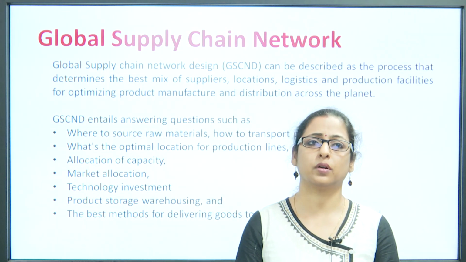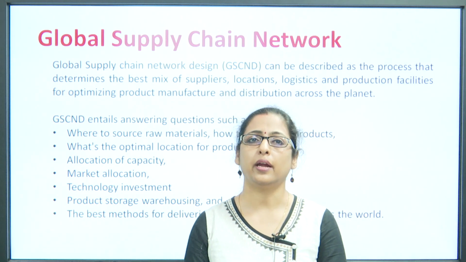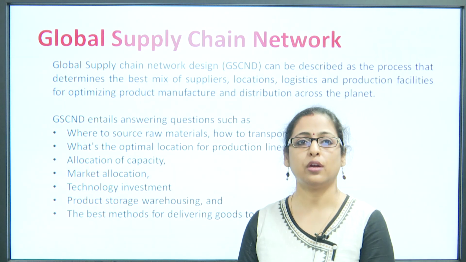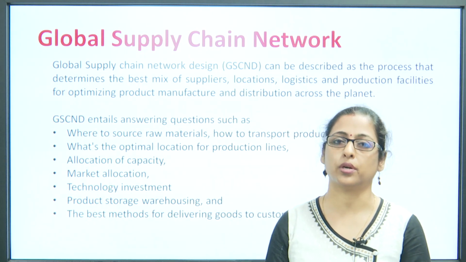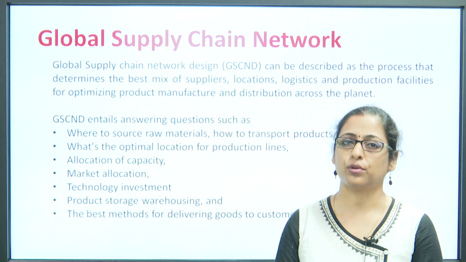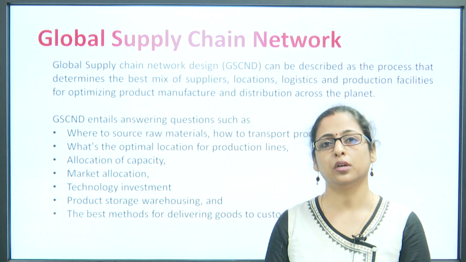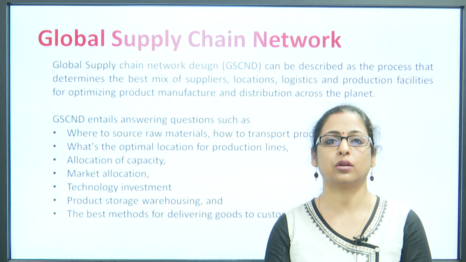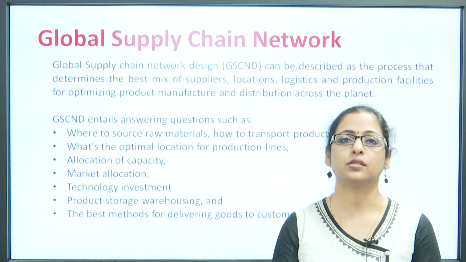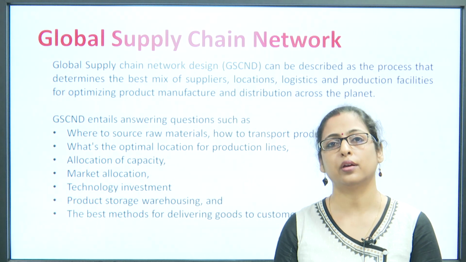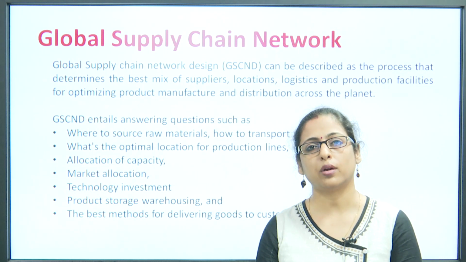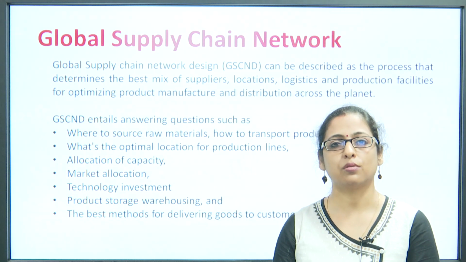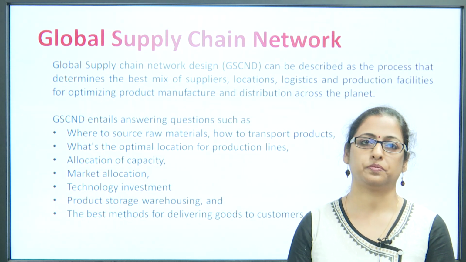So, global supply chain network design entails answering the following questions. The questions are: where to source raw material and how to transport the products. It may be in terms of raw materials, that means how to transport the raw materials from the suppliers to the manufacturing unit, or it could be the other way, that means how to transport the finished goods to the warehouses or to the intermediaries as well.